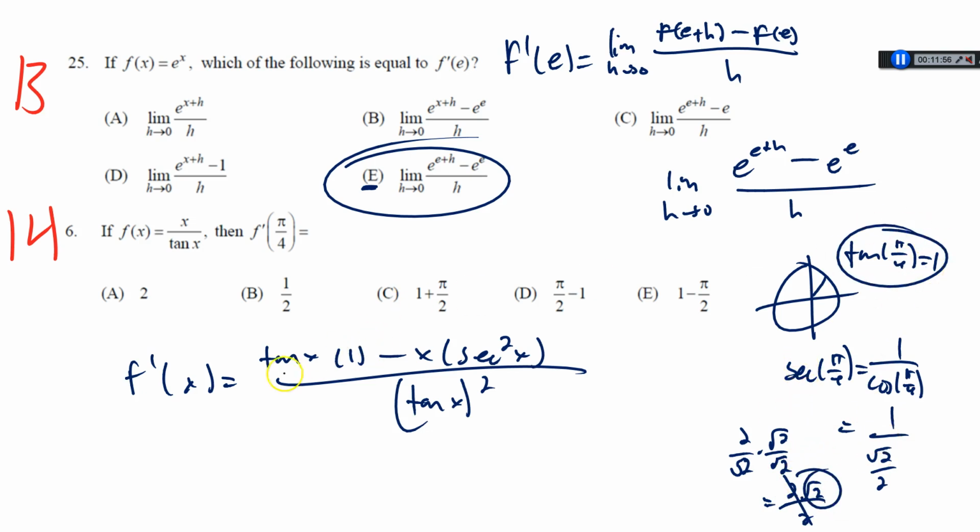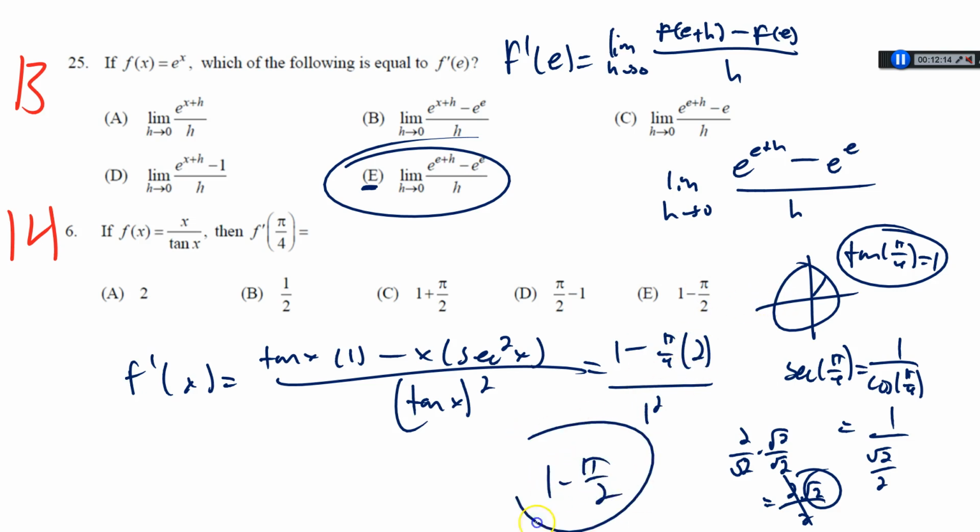So let's plug some things in. Tangent of pi over 4 is 1, so we got 1 times 1, which is 1, minus x, which is pi over 4, times secant squared. So root 2 squared is 2, divided by the square of tangent, which is 1 squared. So we got 1 minus pi over 2. There we go. It's e. Easy peasy. Moving on.